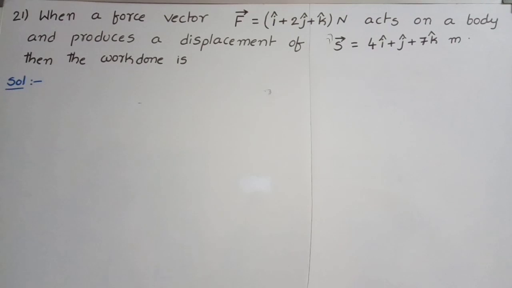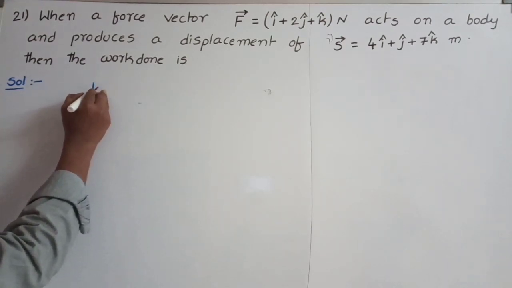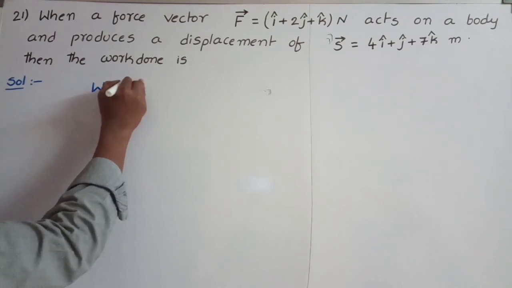Problem number 21. When a force vector F bar is equal to i cap plus 2j cap plus k cap Newton acts on a body and produces a displacement of S bar is equal to 4i cap plus j cap plus 7k cap meter, then work done is equal to, we know the formula to calculate work done. Work done W is equal to F bar dot S bar.